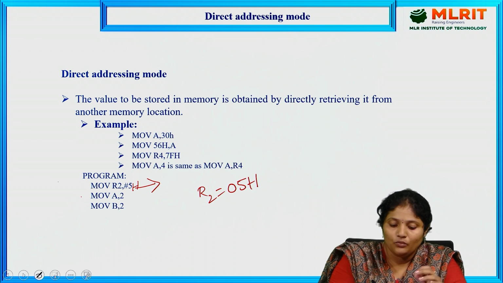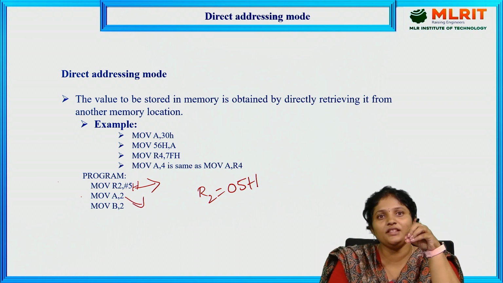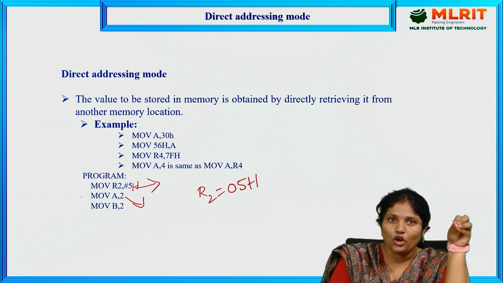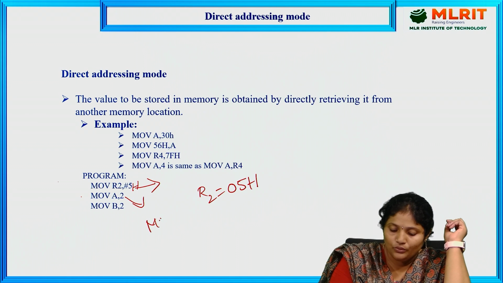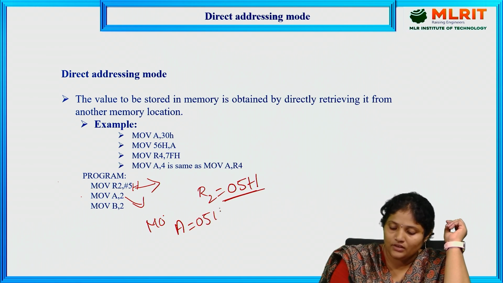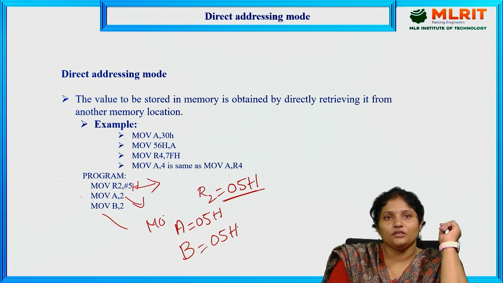Next, move A comma 2. So what is this? A comma 2. 2 means it is a register. So the data present in the R2 register will be copied to the A register after execution. So move A comma 2 means A is equivalent to R2 register. What is the data present in R2 register? 05H. The same will be applied to the next instruction. So B equals 05H. So this is how these addressing modes will work.